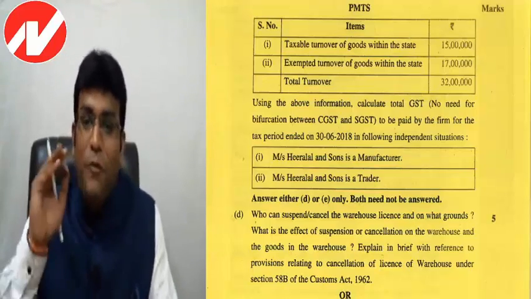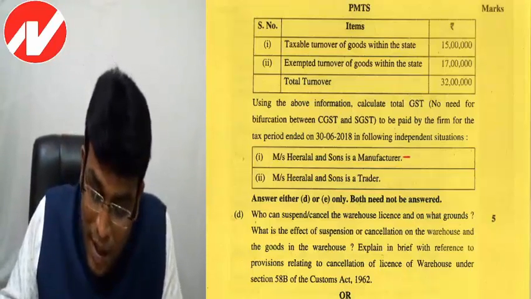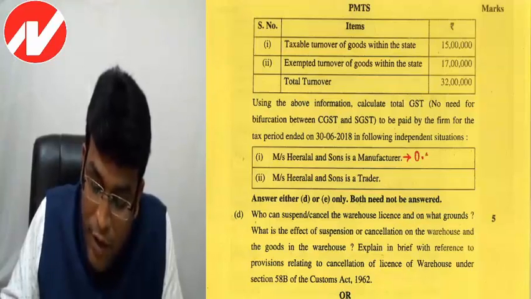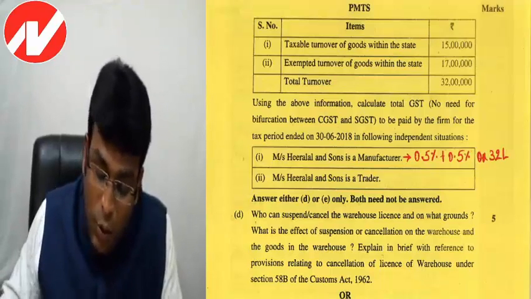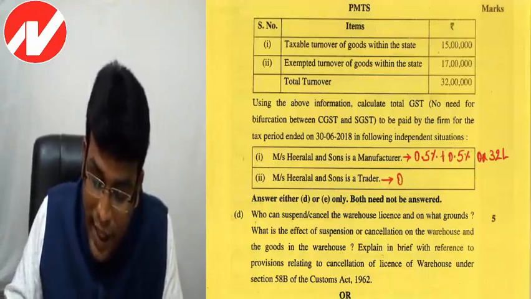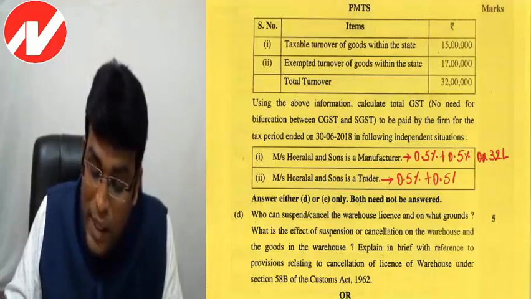1. He is a manufacturer. If he is a manufacturer, my dear friends, he will pay tax at the rate of 0.5% plus 0.5% on 32 lakhs. And if he is a trader, he will pay tax at the rate of 0.5% plus 0.5%.